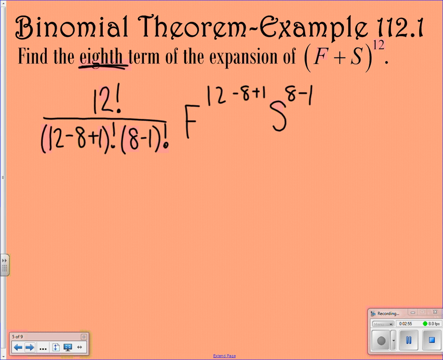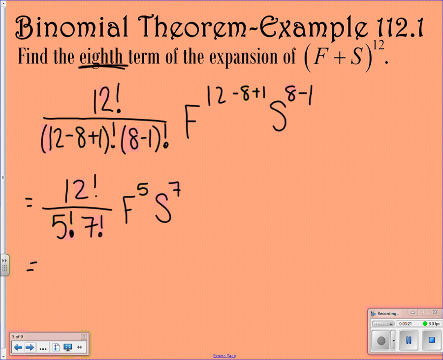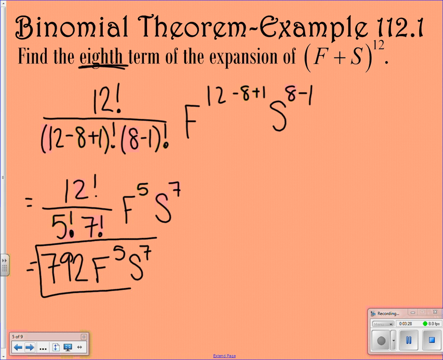And so now we simplify this. 12 factorial over 12 minus 8 plus 1 is 5. So we have 5 factorial, and then 8 minus 1 is 7 factorial, and 5 and 7 do add up to 12. And so we have f to the 5 and s to the 7. And so now all you need to do is plug in 12 factorial over 5 factorial, 7 factorial into your calculator. And so you get 792 f to the 5th, s to the 7th. And so that would be your answer.